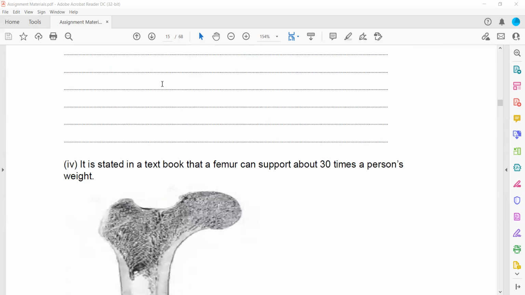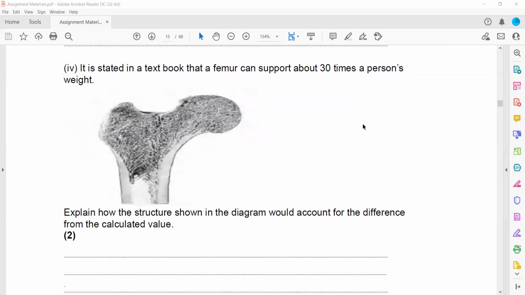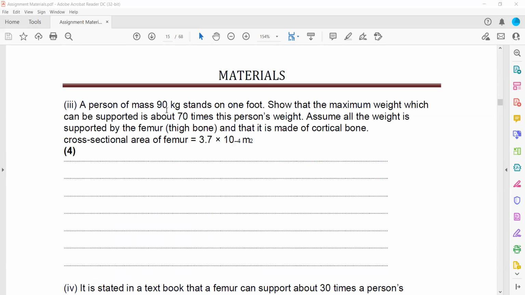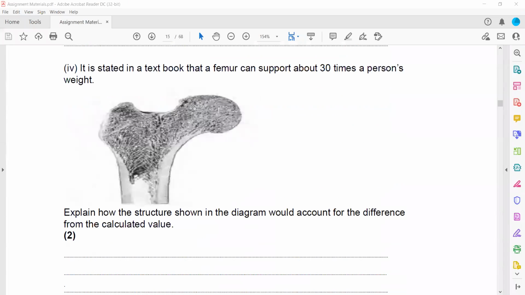Then it is stated in a textbook that the femur can support 30 times a person's weight. Explain how the structure shown on the diagram could account for a difference in the calculated value. According to the calculated value, it should support 71 times the weight, but practically it is only supporting 30 times the weight of the person. So what is the reason for that?